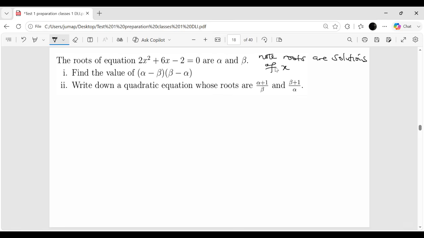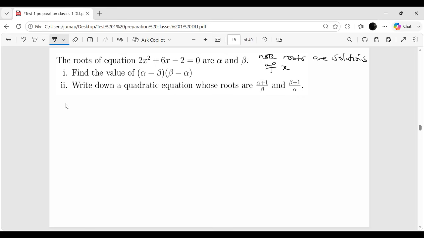That is one thing you need to note. So when they say that the roots of this equation are alpha and beta, they mean that the solutions of this quadratic equation are alpha and beta. Now, the first question says find the value of alpha minus beta, then beta minus alpha. That is what they want us to find.